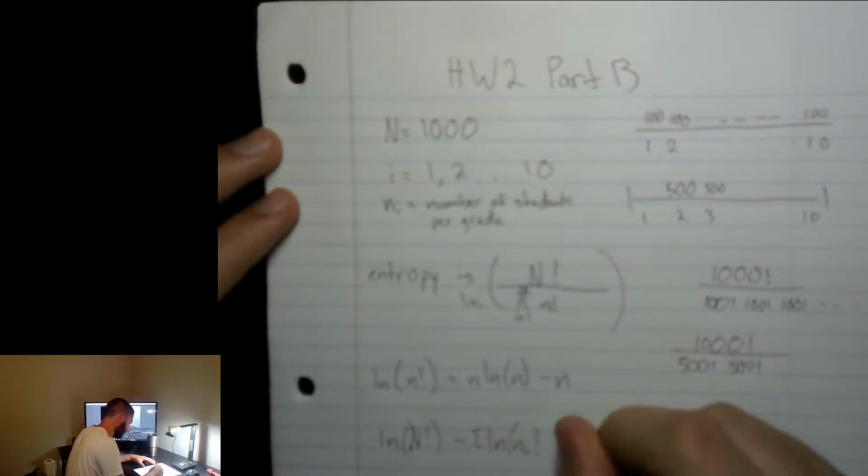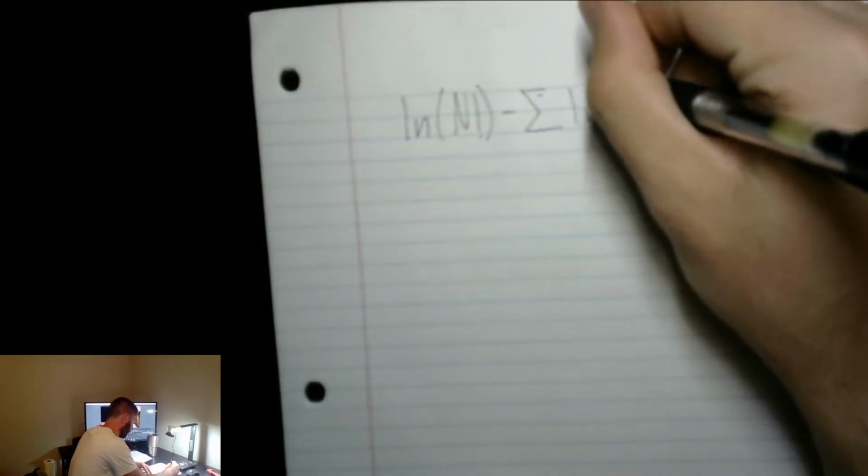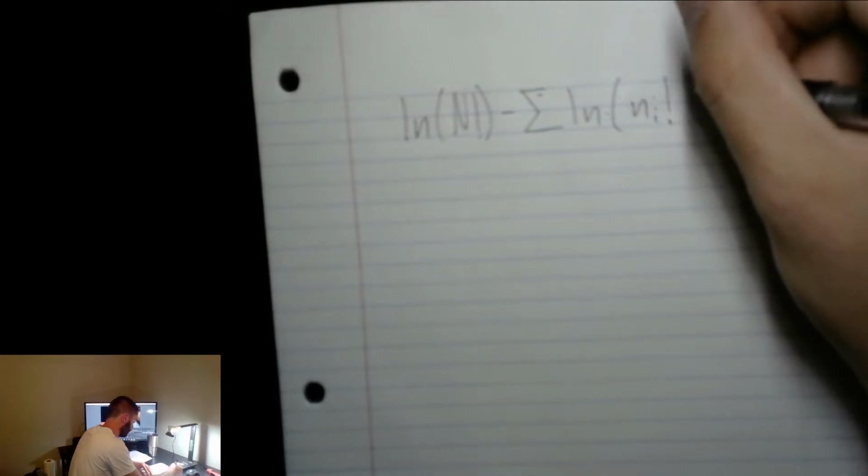I'm going to go to a new page and write a little bigger. Hopefully it'll still be easy to see. So I've got natural log of N factorial minus the summation of natural log of Ni factorial. And that's our entropy equation, just reorganized using log rules.